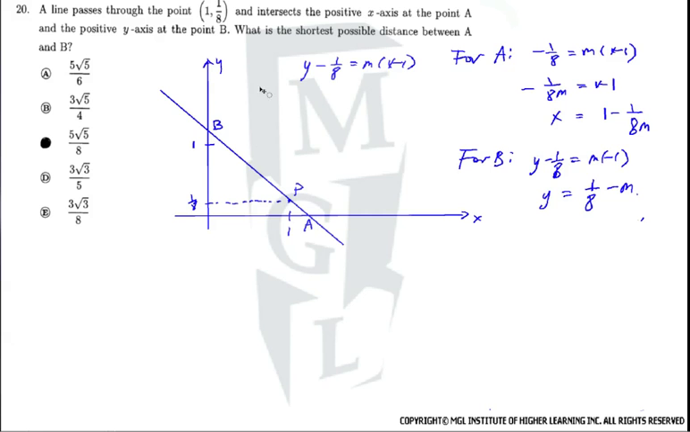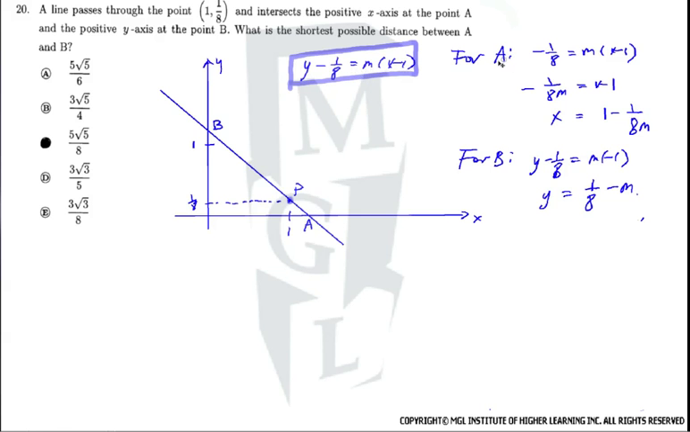Okay, here's the point (1, 1/8). Okay, it's P right there. Now, a line that passes through P, I can generally write it in this way, using the point slope form: y minus 1/8 equals m, which stands for slope, times x minus 1.